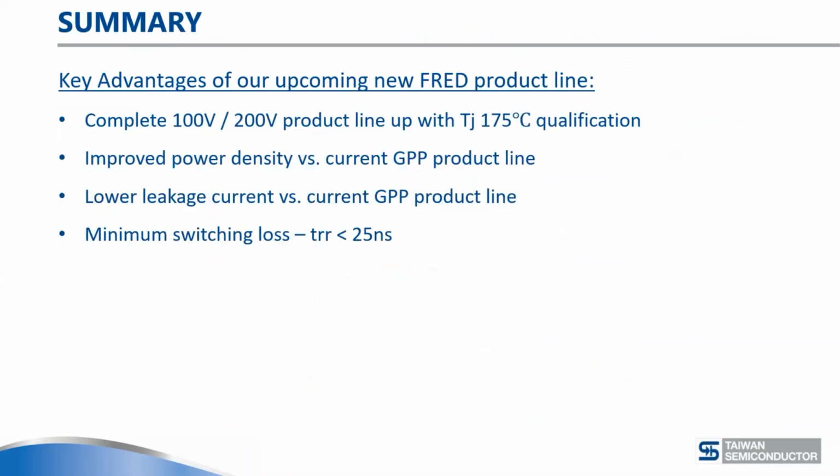And then, as a summary, we have the key advantages of our upcoming FRED product line. Complete 100 and 200 volt product lineup with 175°C qualification. Improved power density versus the current GPP product line. What we mean by that is that we can get 6 amps, for example, out of an SMB or SMC package, and we have lower leakage current, with a nice edge at the breakdown, and of course a very fast TRR of 25 nanoseconds.